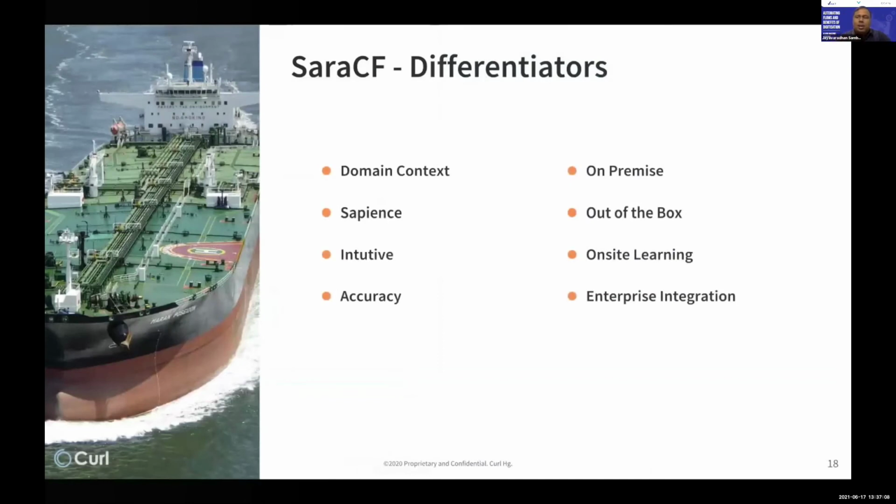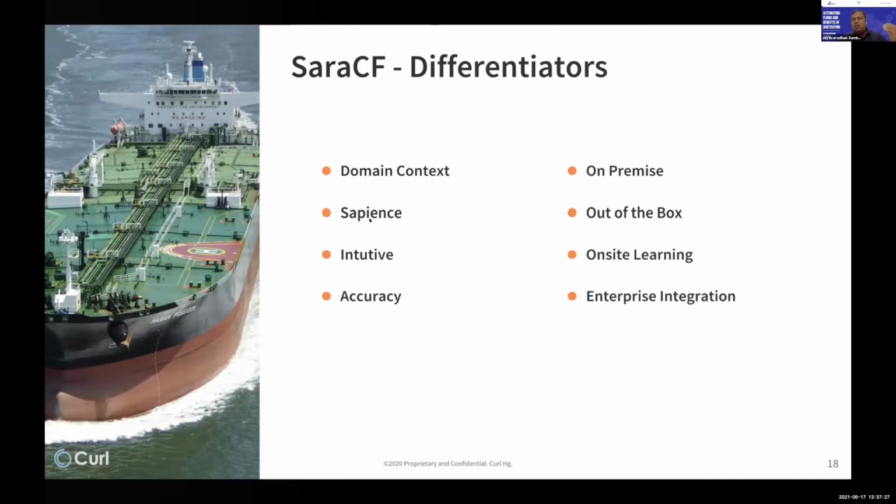So what makes the key differentiators within SaraCF are the domain context. So this is not a generic character recognition engine. This is an intelligent character recognition engine specifically designed for the commodity trading market. So that's what gives it its essence.